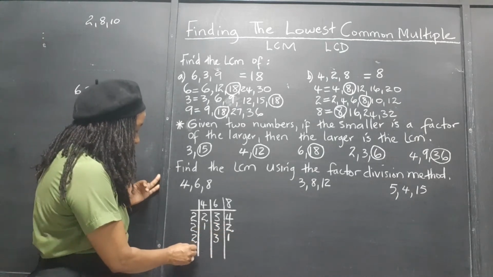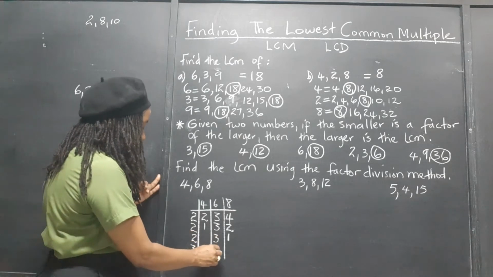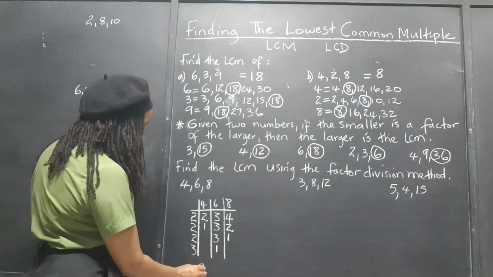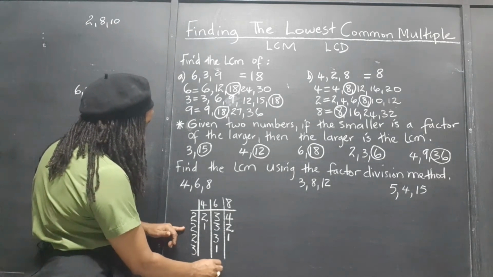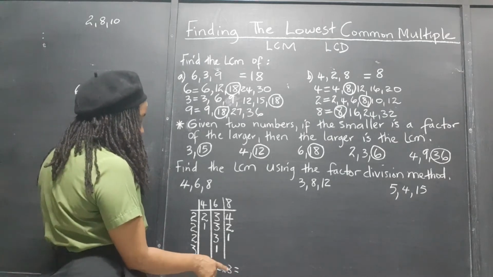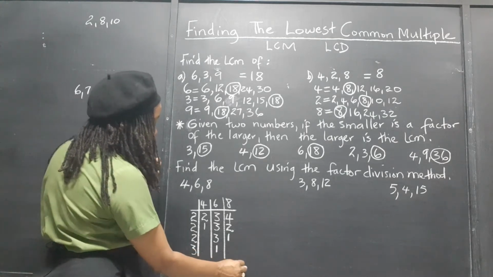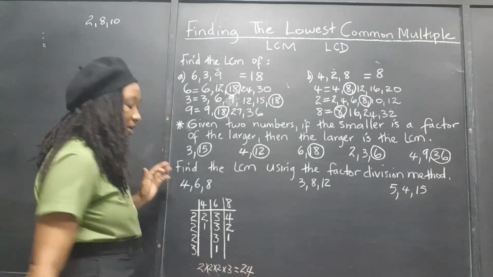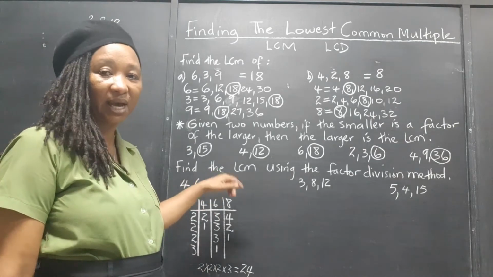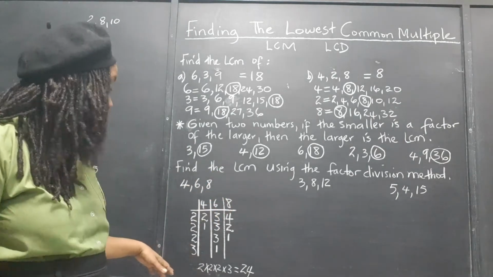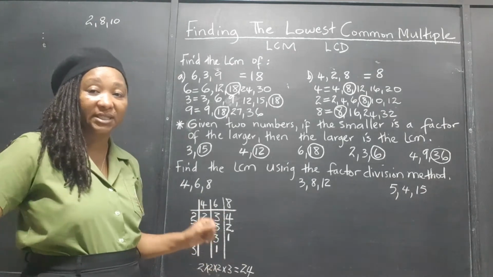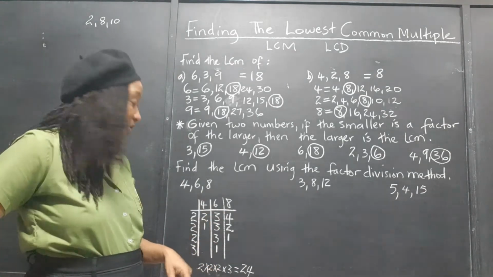And let's use 3 now. 3 goes into itself once. So now we multiply 2 times 2 times 2 times 3. So 2 2s 4, 4 2s 8, 8 3s 24. 24 is the LCM of 4, 6, and 8. See that? 24 is the smallest number that 4, 6, and 8 can divide into without leaving a remainder.